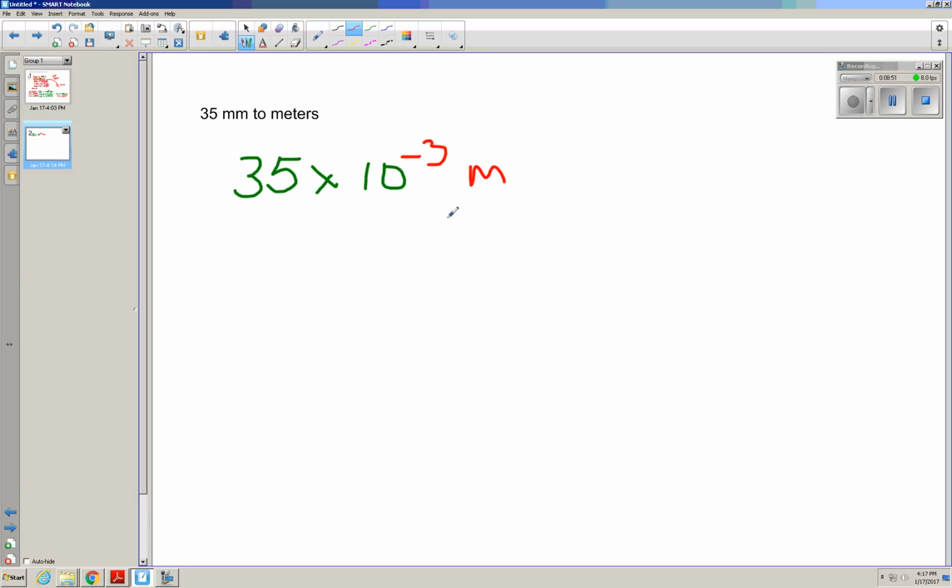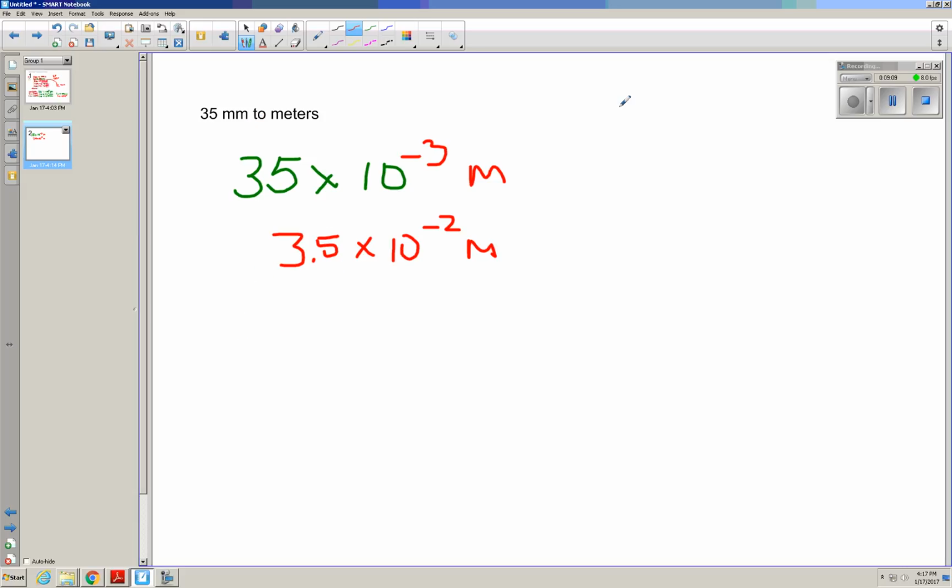And if you're in a math class and they want you to fix this, you can change this to 3.5. If you make this number go down, you have to make this number go bigger. 3.5 times 10. So to make this negative 3 get bigger, it becomes a negative 2. So 35 millimeters is equivalent to 3.5 times 10 to the minus 2 meters.